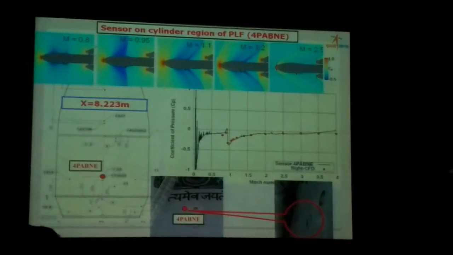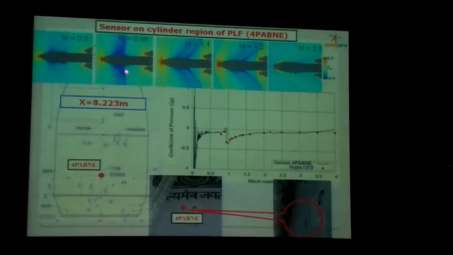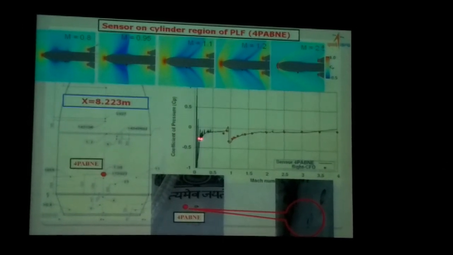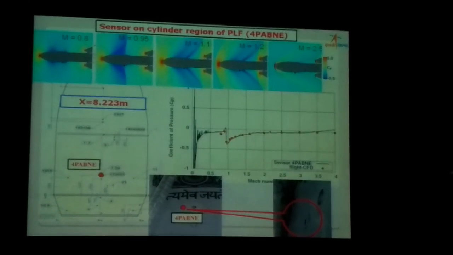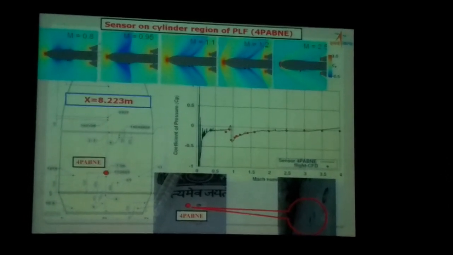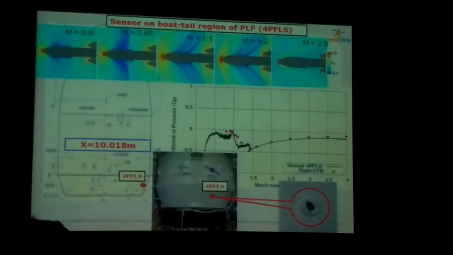And this is again on the cylindrical region where we have these measurements. And these are where the shock is there, near Mach number 1, and these are the measurements as compared to the predictions. And this is on the boat tail region.